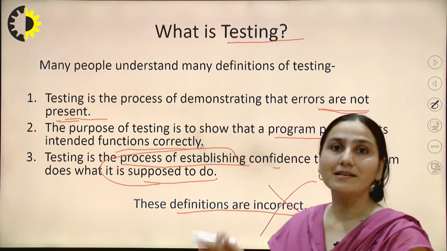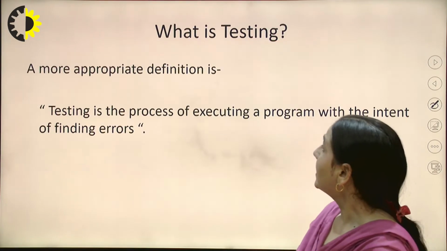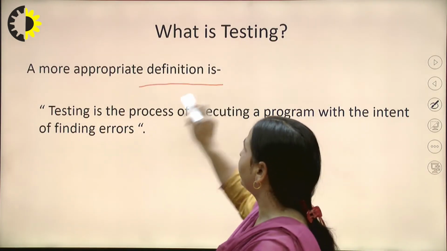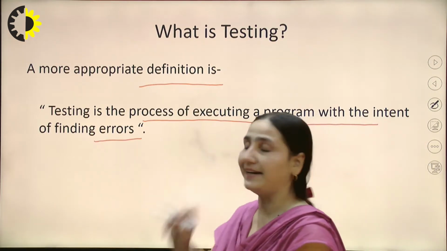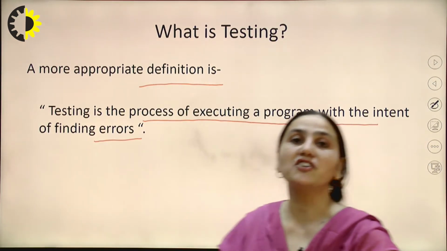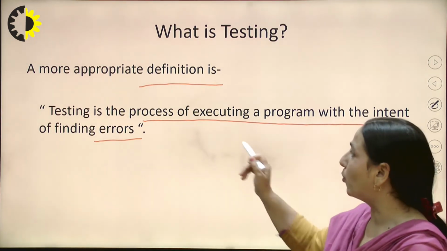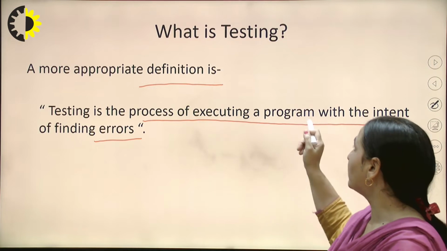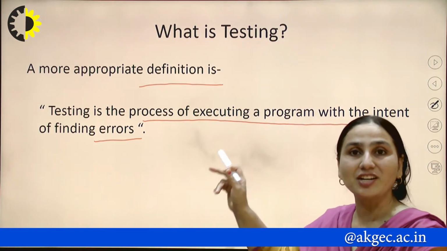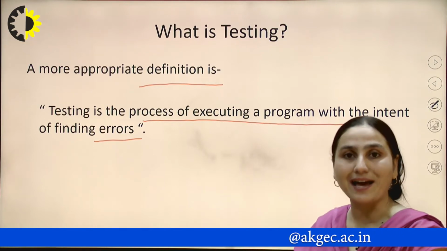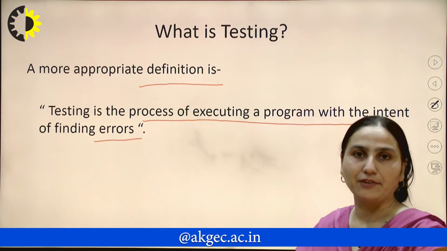So let's understand what we actually mean by software testing. The more appropriate definition is that it is a process of executing the program with the intent of finding an error. It is something which basically shows the presence of a particular error in the code. What is the intention? The intention is to find the error in a particular piece of code. That is the most appropriate definition of testing.